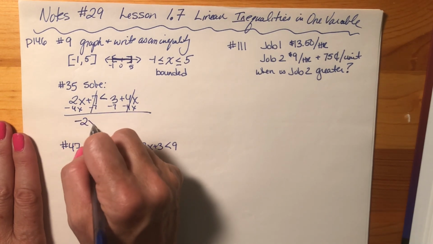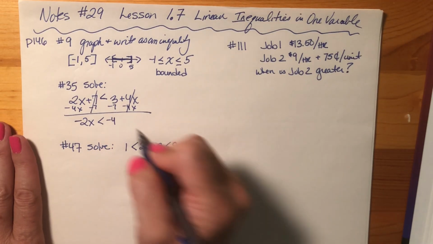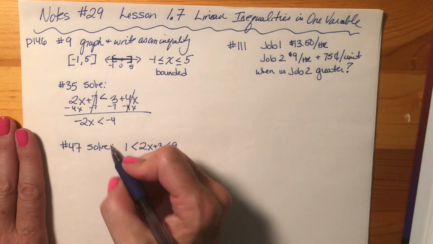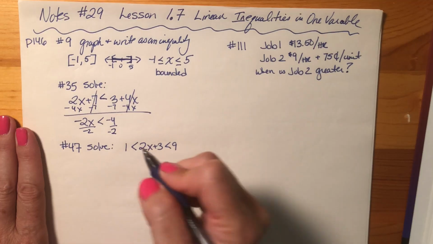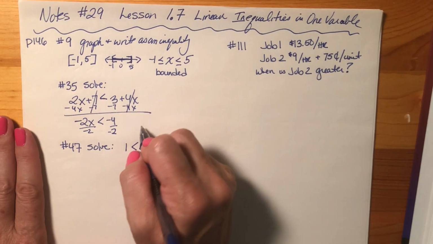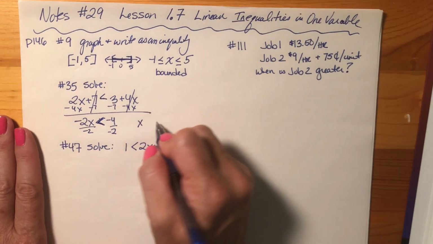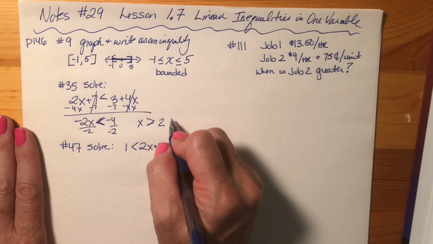So we've got -2x is less than -4. Now, I'm going to have to divide both sides here by a negative. Remember, when you divide by a negative, you always change the direction of the inequality. So I'm going to divide both sides here by -2. It would be x. I change this inequality from a less than to a greater than sign. Greater than 2. All right, so there's my answer.